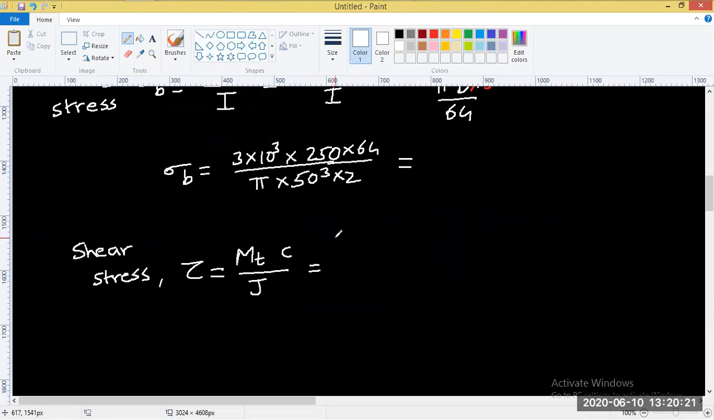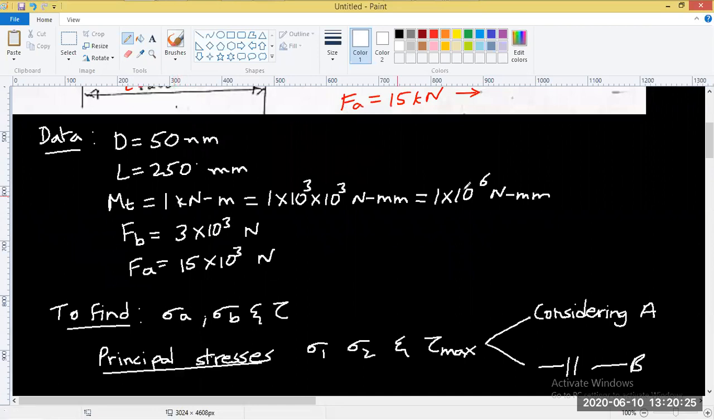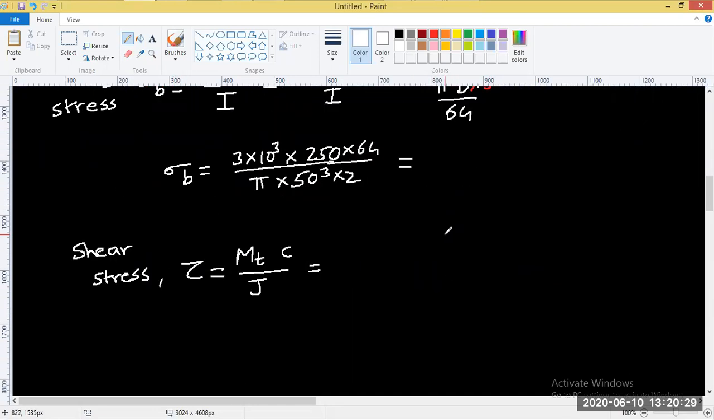So Mt is directly given in the question, so no need to find another value for that. Mt is 1 into 10 power 6. Write that directly: 1 into 10 power 6 into c, which is 25, just like the previous problem, or 50 by 2, whatever. We'll write that as d by 2, whole divided by J. Now what is J?